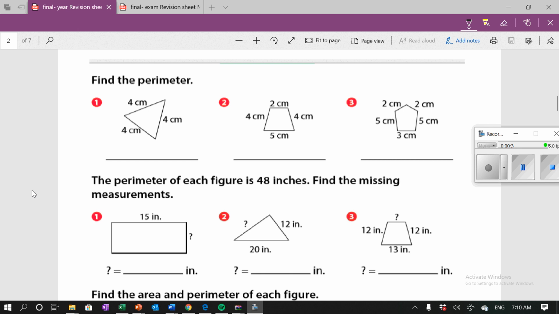Can you remember the area and the perimeter? Start with the perimeter. The perimeter is finding the length of the outside, but the area is finding the inside. So how do I distinguish between perimeter and area? Perimeter is adding, but the area is multiplying.